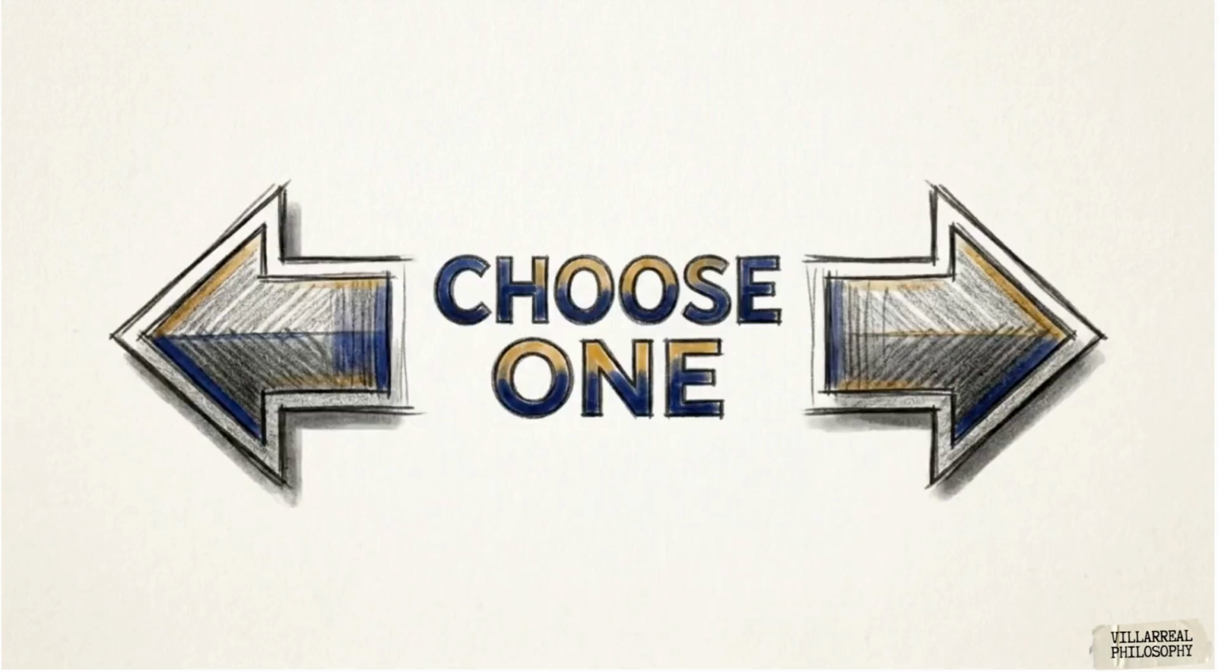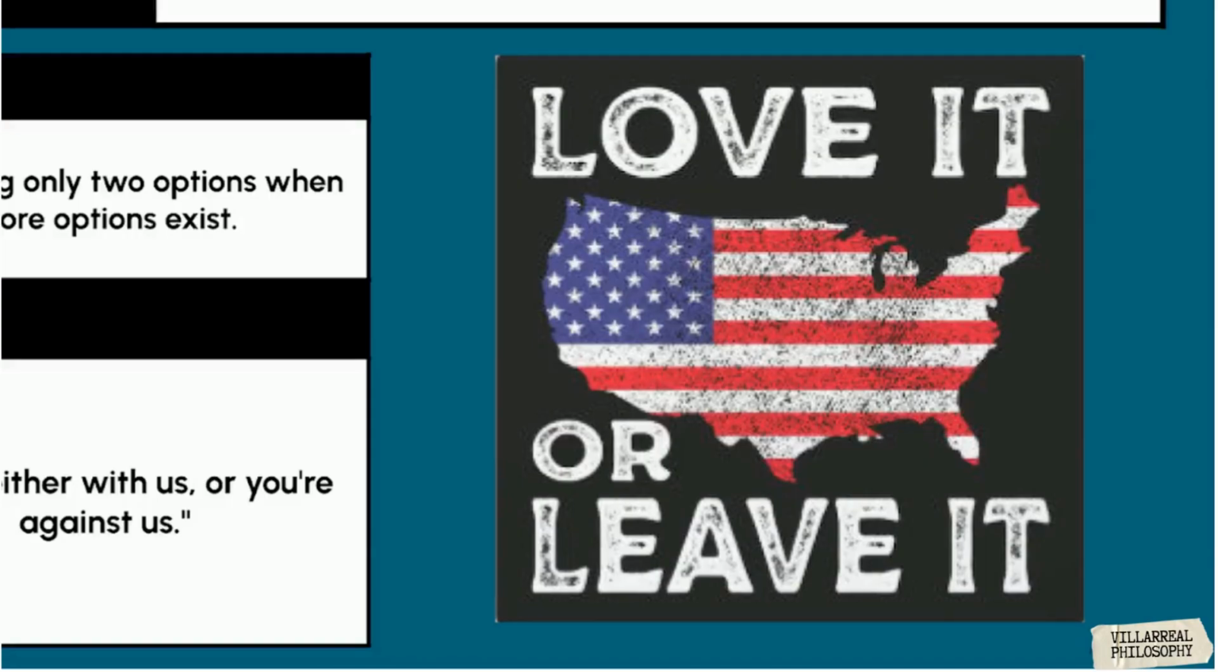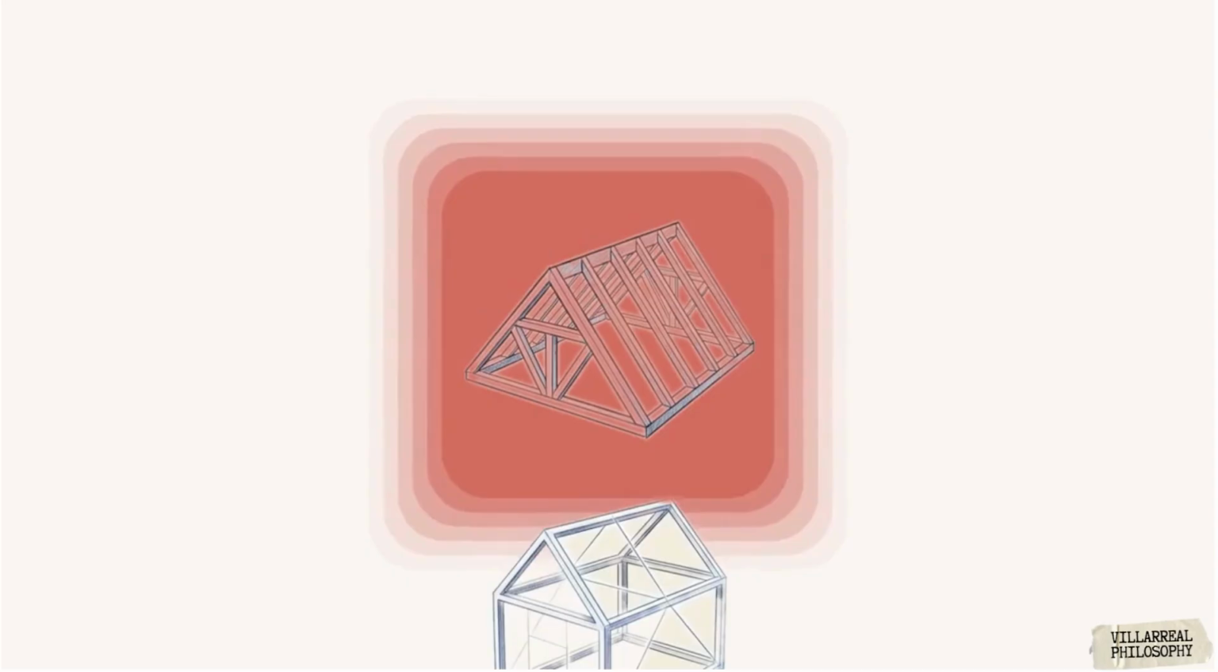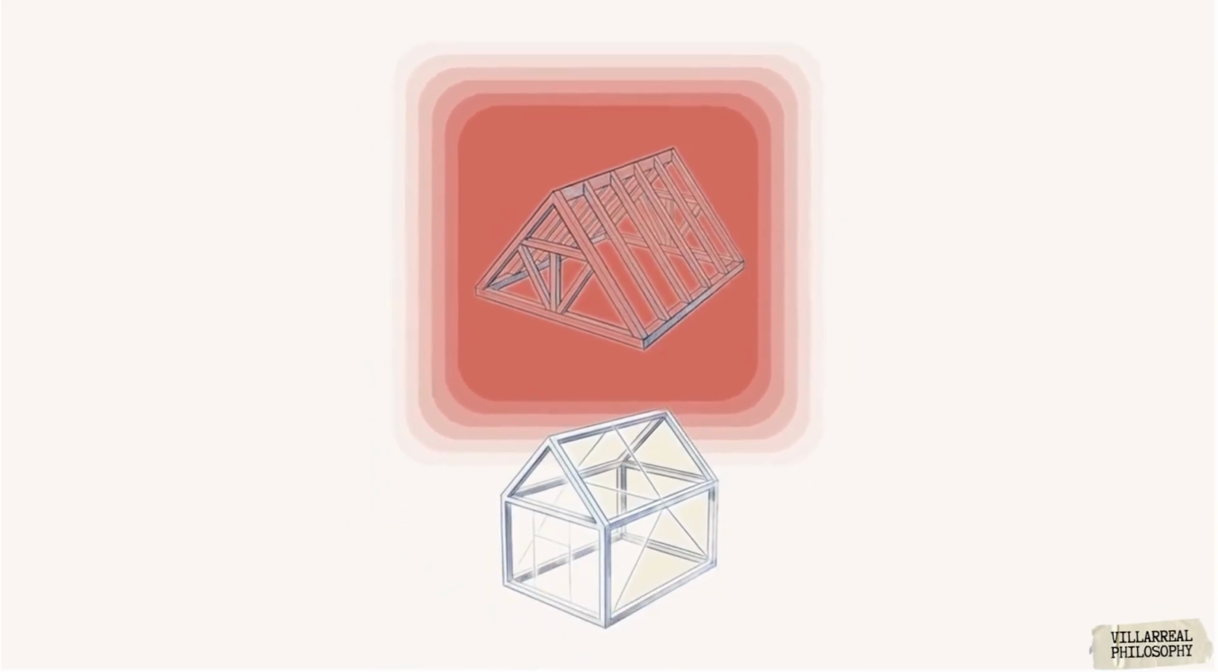And then there is the false dilemma. This map image captures the trap. It pretends there are only two extreme options available, like love it or leave it, hiding the fact that many other choices exist. These tricks rely on emotion and confusion to hide that the actual structural pillars are missing.